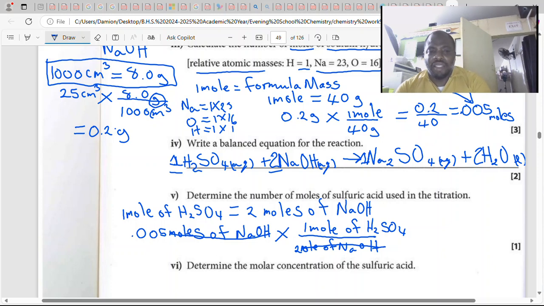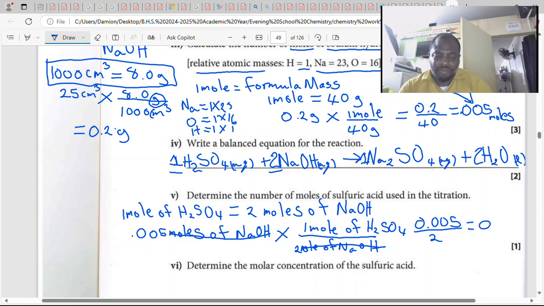Now, here's another thing. Same as how I said it. Really and truly, we're seeing a 1 to 2, so we know that it is half. So technically, we are dividing by 2. Which is? 0.1. That's what we get.